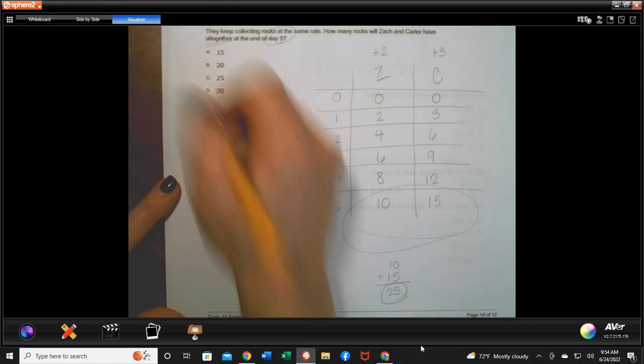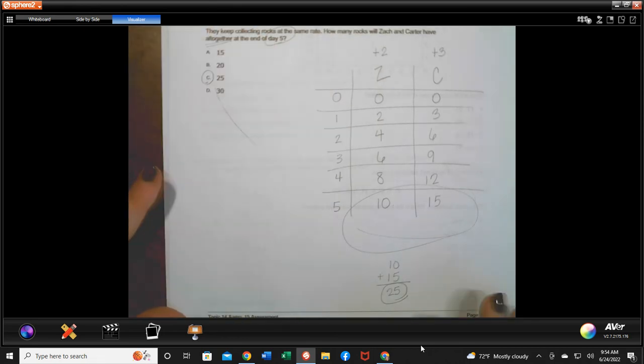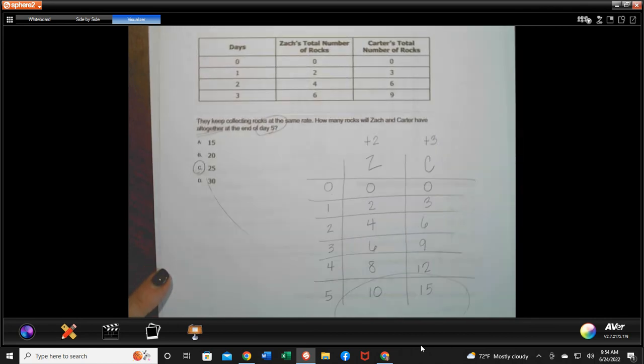And I get 25. Oops, right there's my work. I did 25 as the combined total. So the answer is C. Okay. Number 11.